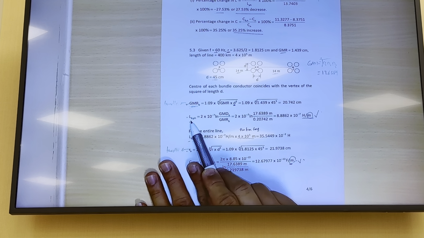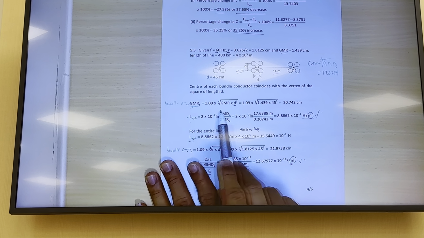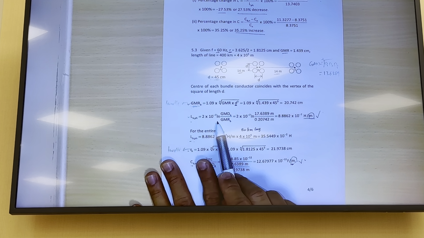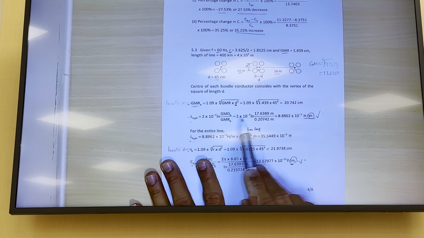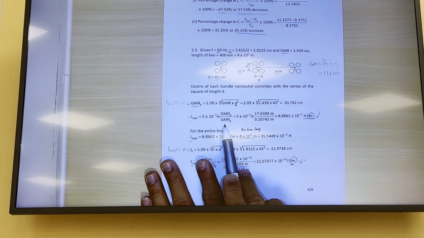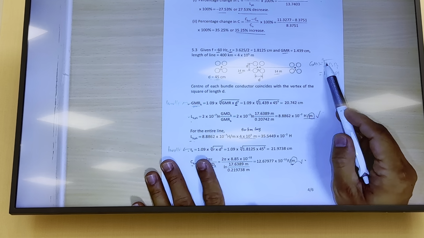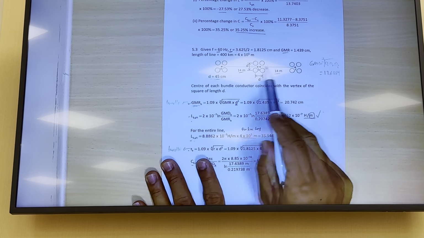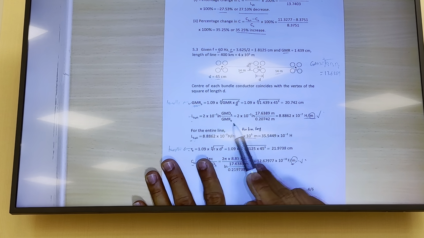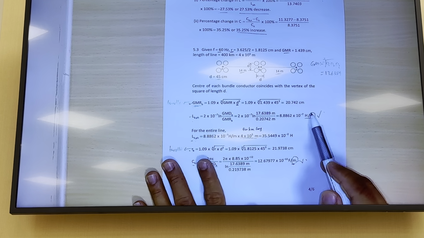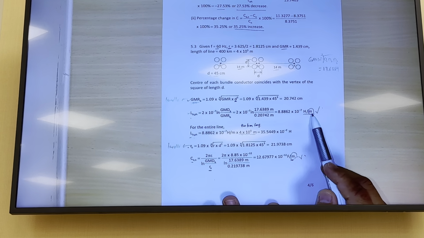So after that, what is L? L equals this formula. This one you have to memorize, of course: GMD over GMRB. GMD does not change. GMD just measures the distance between the 3 phases. So finally, this is the L, in Henry per meter.